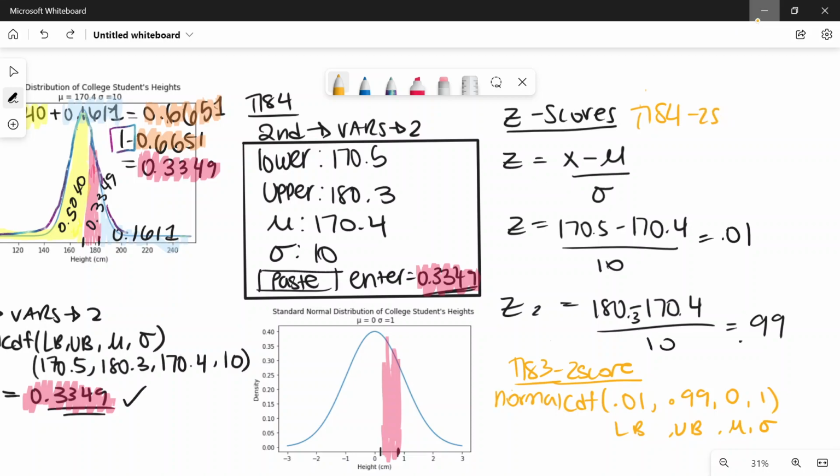Scores. That is so sloppy. All right, it would have been lower, 0.01, upper, 0.99, mu, 0, sigma, 1, and then paste, enter, whatever, it would have given you 0.3349.